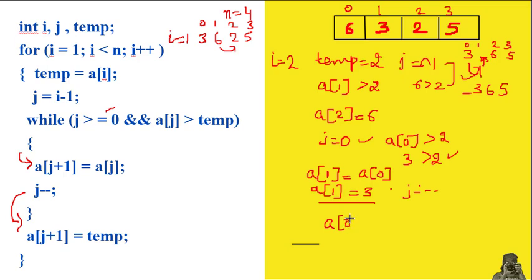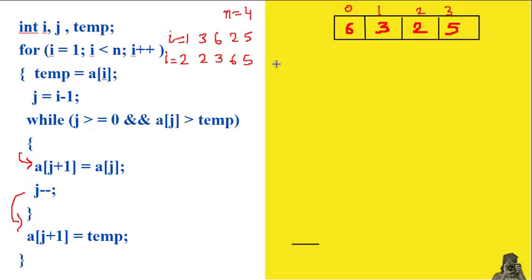So a of 0th location, because this is vacant, so onto that we will store the temp value, and temp value currently stores the value of 2. And after this iteration, which is I is equal to 2, so our array will look like this: 2, 3, 6 and 5. Moving to the next iteration, for I value is equal to 3, which is again less than 4. So we will move further onto this first for loop.